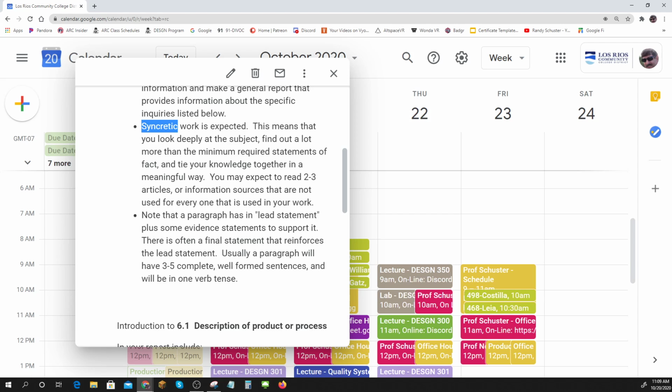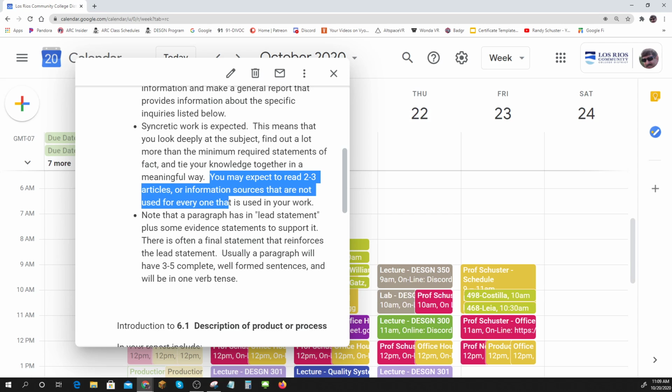Okay? And so this says you may expect to read 2 to 3 articles or information sources that are not used for every one that you do use. Okay? Because you might find one that just basically gives you the same information about what you're talking about, but has a whole bunch of other information. And this is just part of becoming knowledgeable.